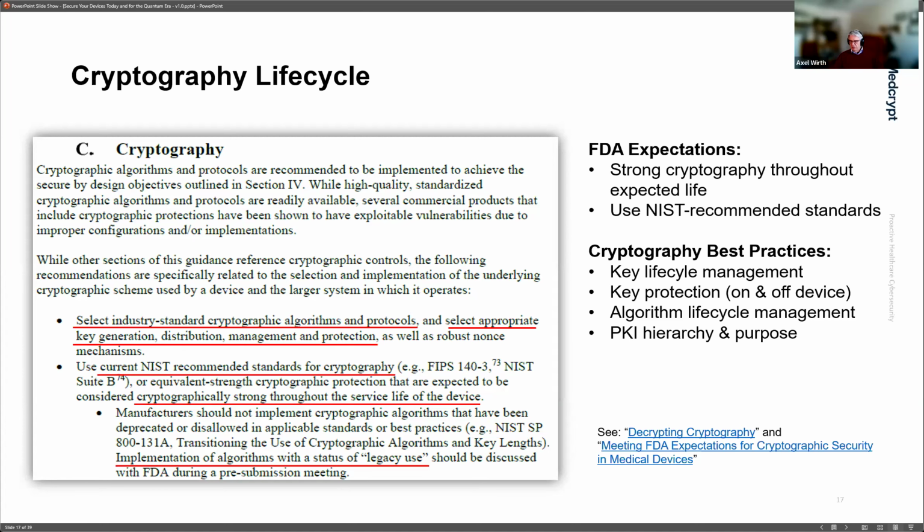But it is not just about the algorithm, right? It is about key lifecycle management. It is about key protection, both on and off the device, for example, as part of your provisioning process. It is about algorithm lifecycle management, and it is certainly also about your overall key hierarchy and the purpose of varying keys, right? You, again, shouldn't be using the same key to sign your code as you use to protect, for example, device-to-device communication. Those should be properly separated. Next slide, please.